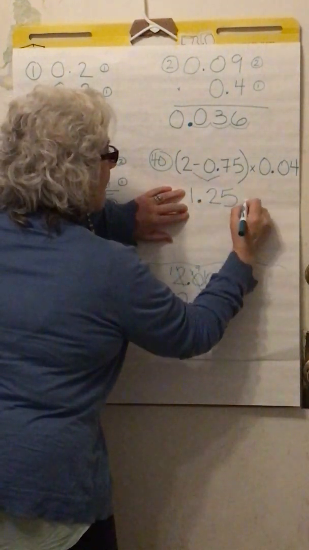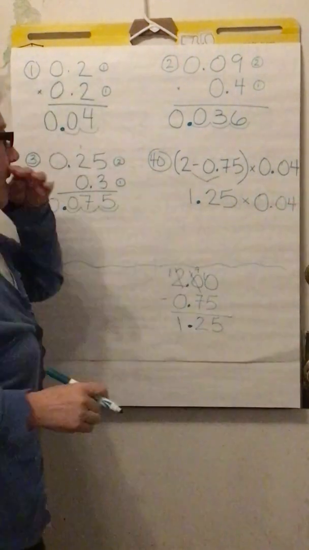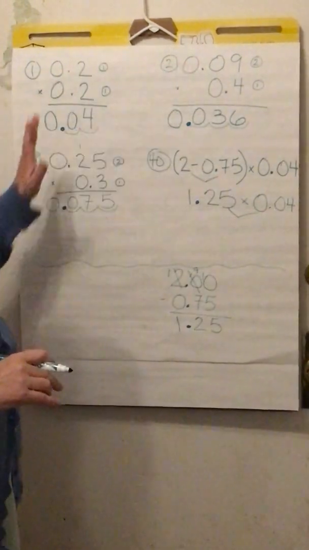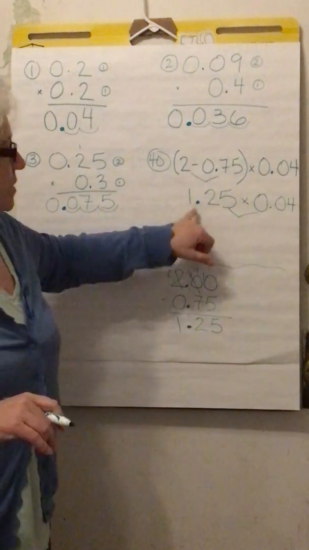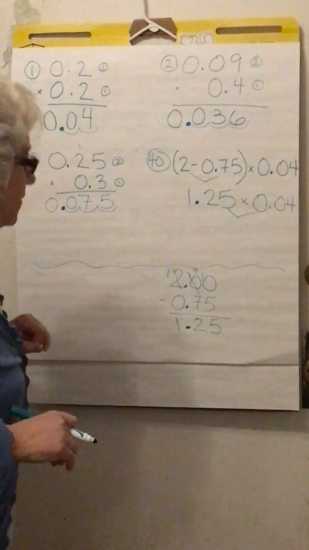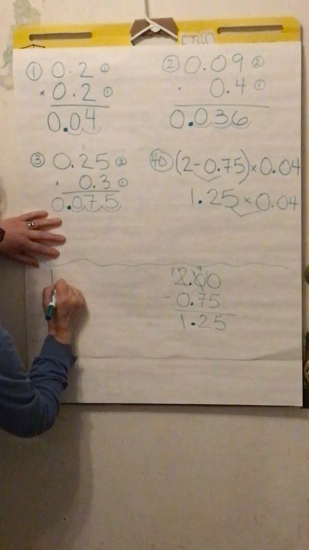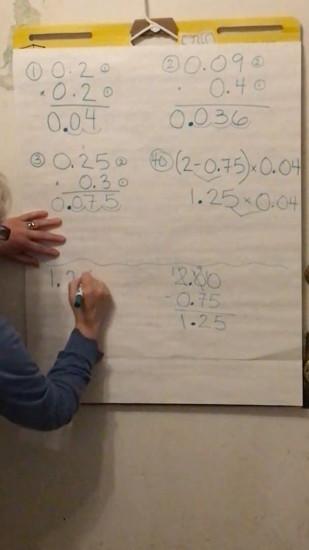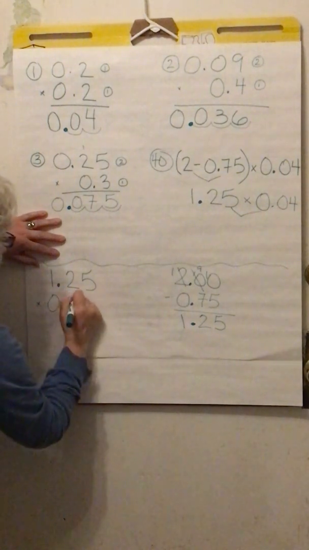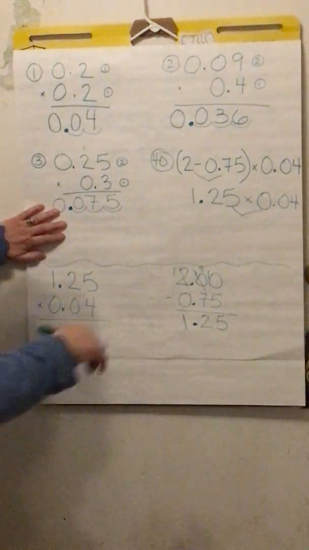So we know 2 minus 0.75 equals 1.25. And now we're going to multiply that by 0.04. So just as we did in our earlier problems, we are going to think of this as multiplying 125 times 4. And so I will write that down here. 1.25 times 0.04. I'm going to ignore the zeros for the time being.